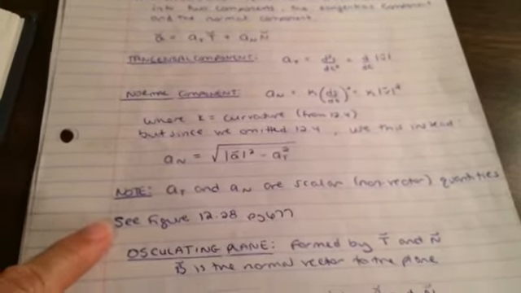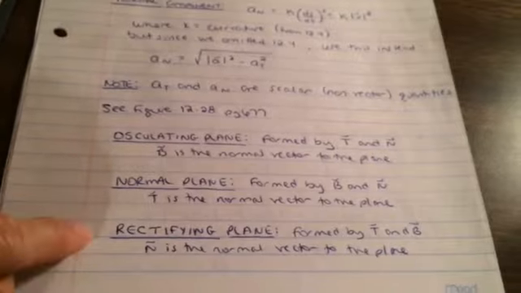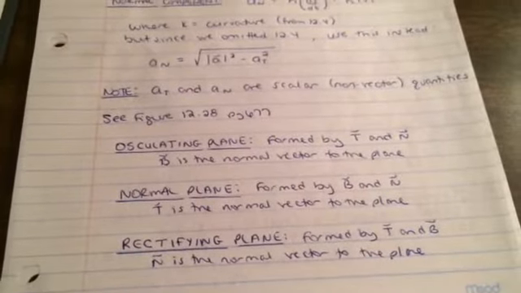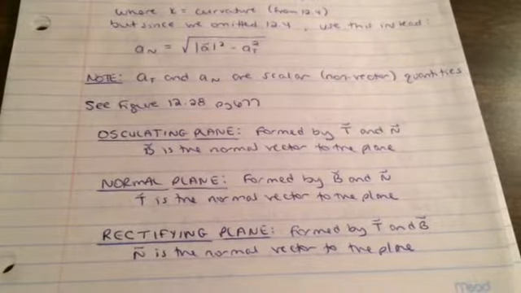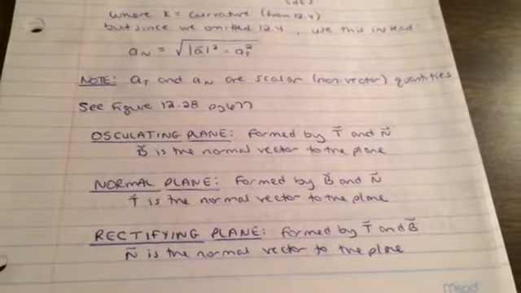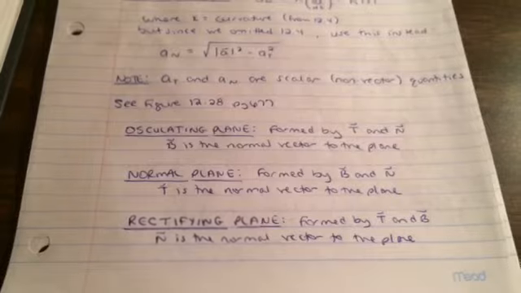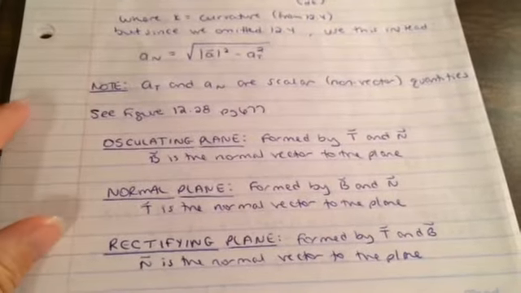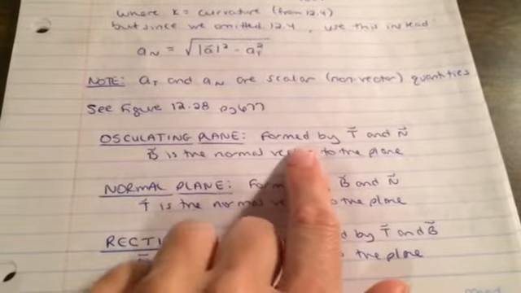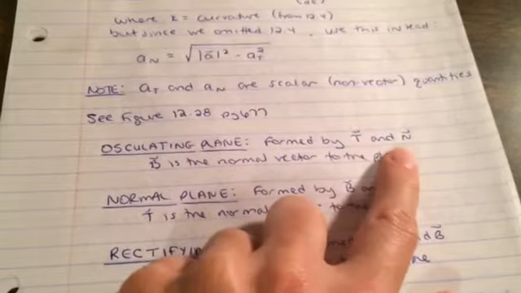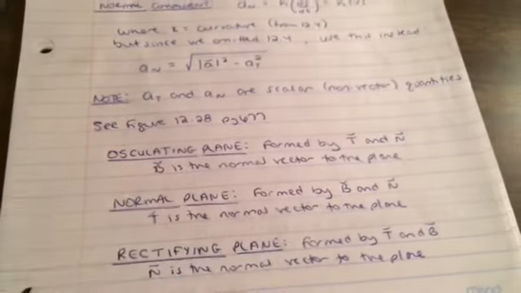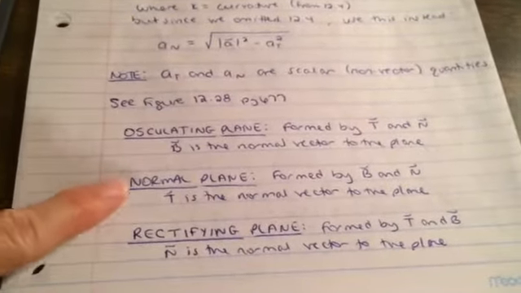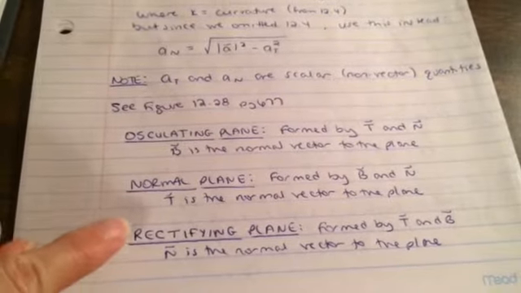And then this is one of those pictures we already looked at. And these are the three planes. And so remember, I didn't show you this in the picture, but remember when we talked about planes in 11.5, to have a plane, you have to have a point in the plane and a vector orthogonal to the plane. So, for instance, the osculating plane is formed by T and N, so B would be normal to the plane. And then for the normal plane, T is normal to it. For the rectifying plane, N is normal to it. So I'll show you in the picture.